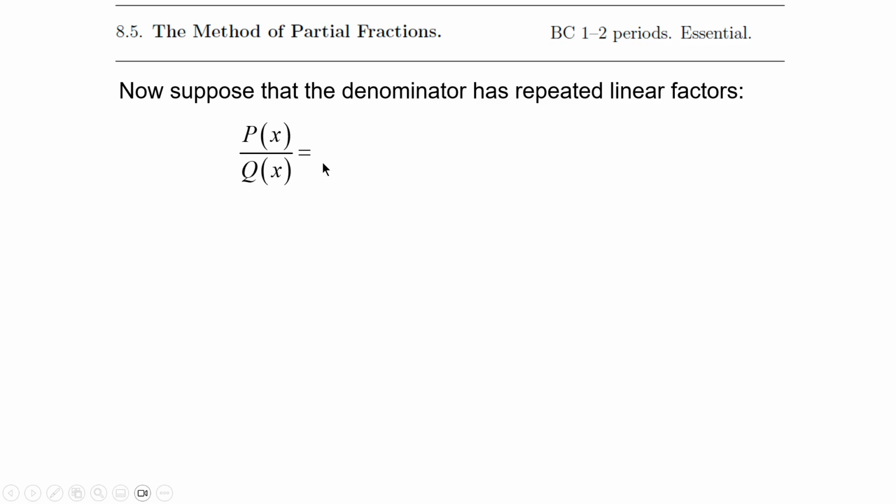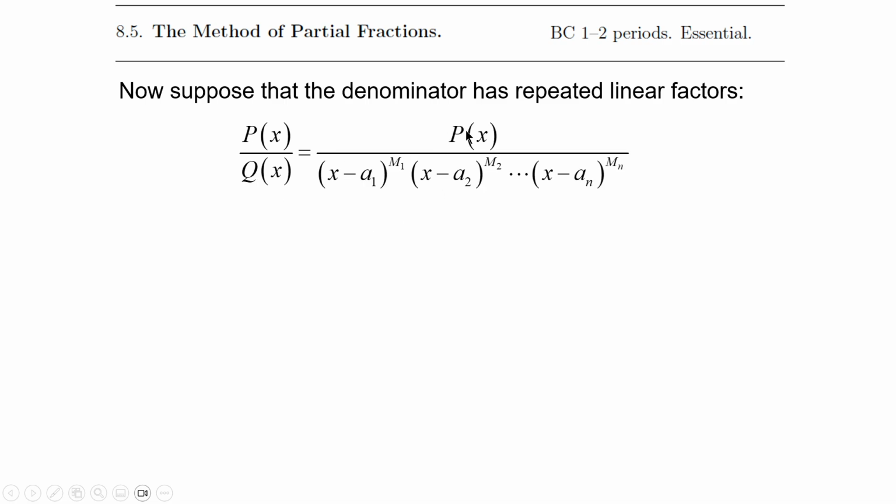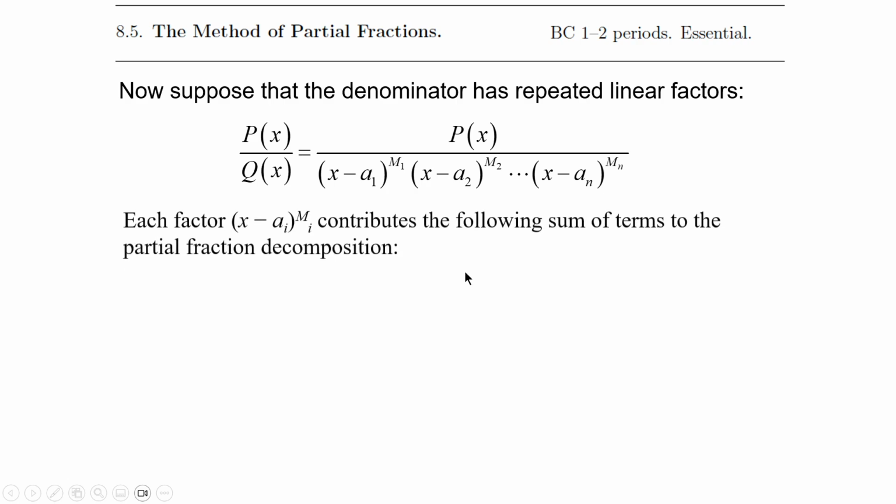So p of x over q of x now would be p of x over, now look at this, x minus a sub 1 to the m sub 1 power, x minus a sub 2 to the m sub 2 power, and so on, x minus a sub n to the m sub n power. That makes it look a little complicated, but here's what's happening. Each factor x minus a sub i to the m sub i power contributes the following sum of terms to the partial fraction decomposition.